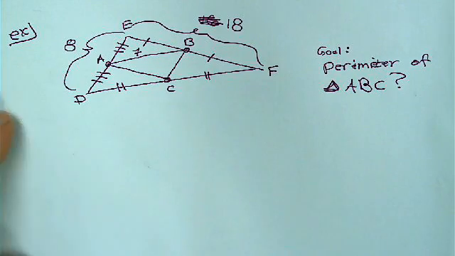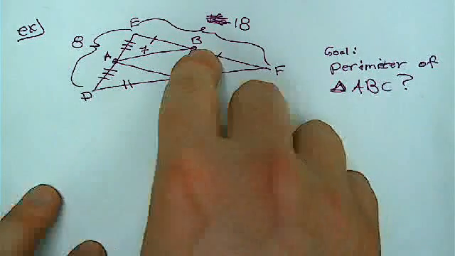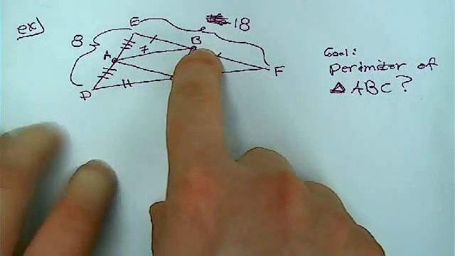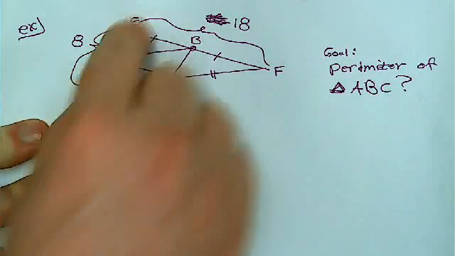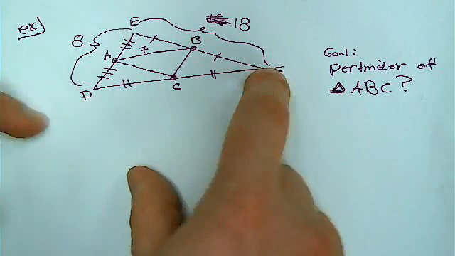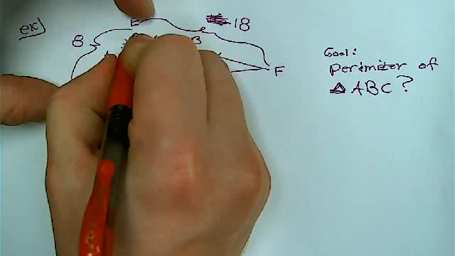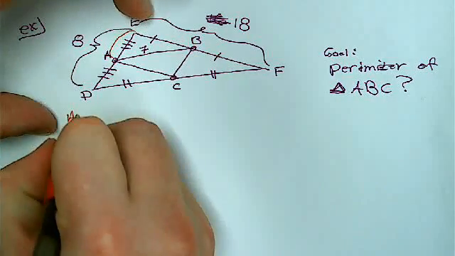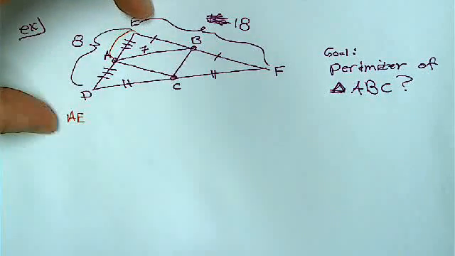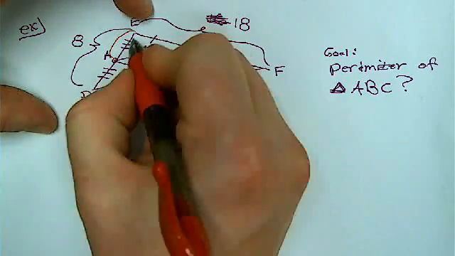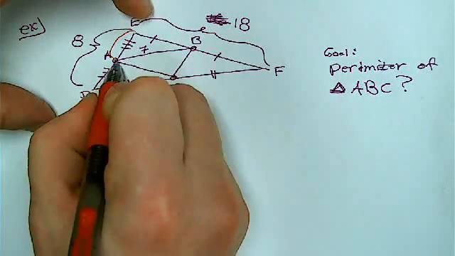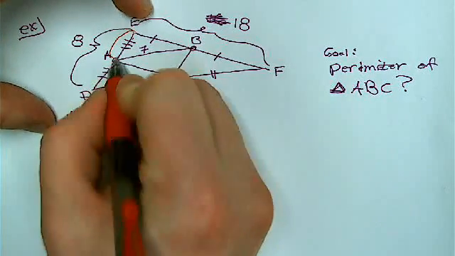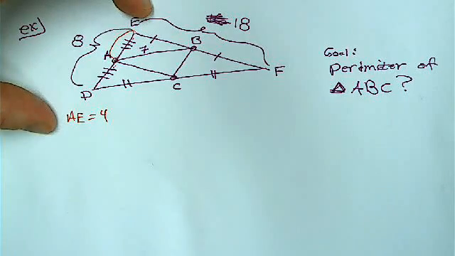So for example, we know AB is 7. This one's 8. This one's 18. Just for fun, what's AE going to be? How much? 4. The whole thing is 8. This is marked as the midpoint because it cuts into two equal parts. So I know that's 4.